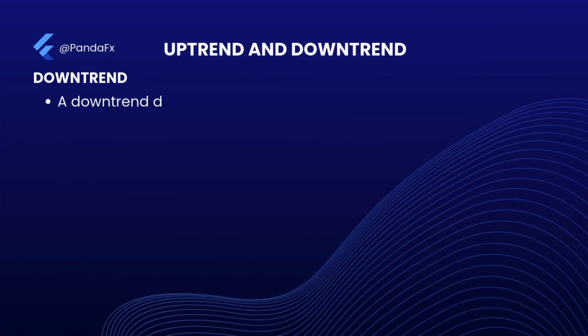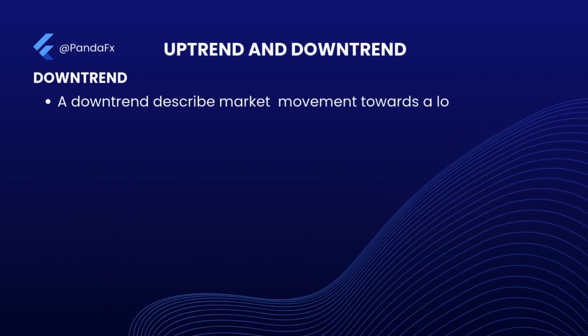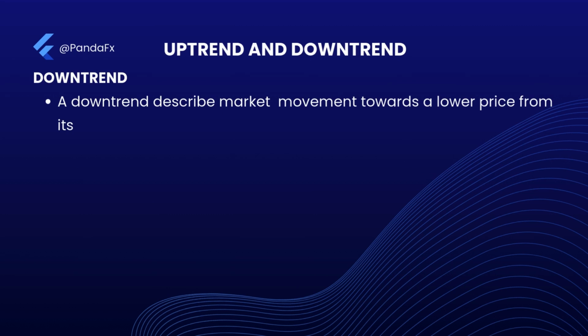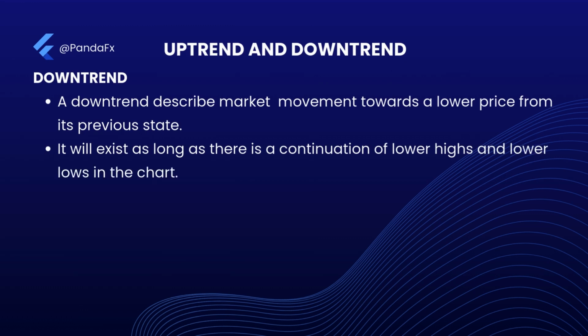For downtrends, a downtrend describes market movement towards a lower price from its previous state. It will exist as long as there is a continuation of lower highs and lower lows in the chart, where the recent high and the recent low are lower than the prior highs and the prior lows, respectively. That's a downtrend.